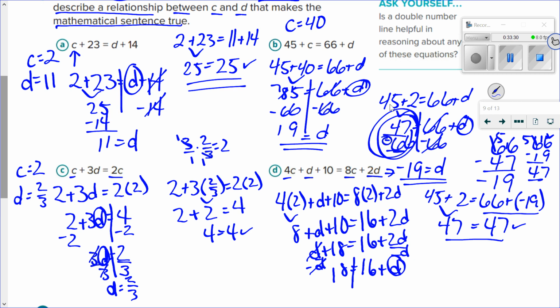Now I can actually solve. The opposite of adding 16 would be subtracting 16. Those go away. I have D on this side. 18 minus 16 gives me 2. So in this case, C equaled 2 and D equaled 2.